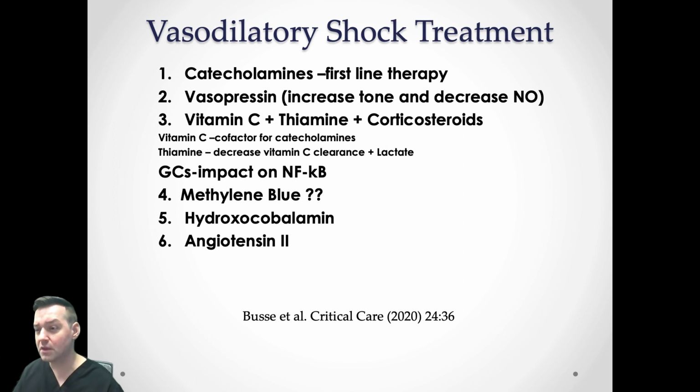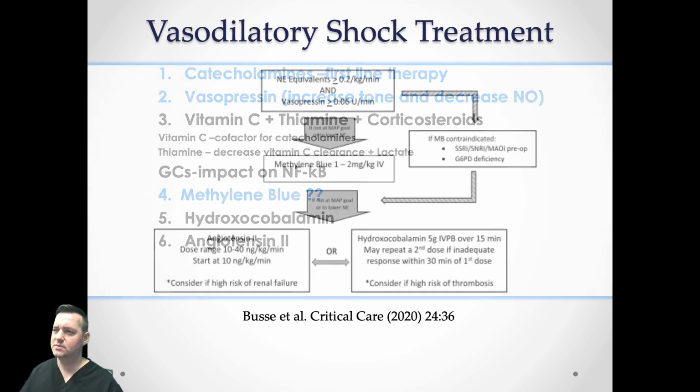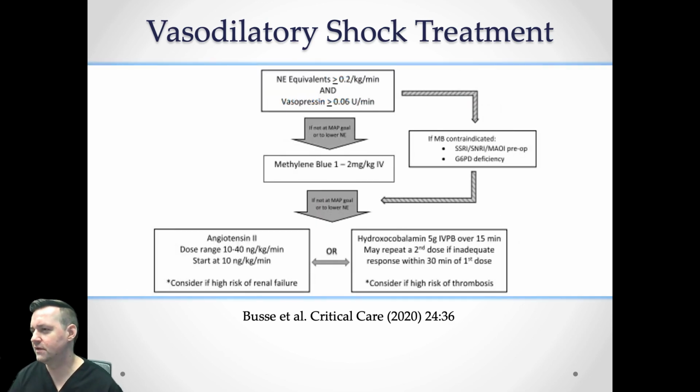Methylene blue, you will see more commonly used as a nitric oxide scavenger to increase vascular tone. Hydroxycobalamin, B12, right, has a similar mechanism of action to methylene blue. And then angiotensin 2 is something that you can utilize here at Cooper. You're going to see the utilization of catecholamines, vasopressin, and methylene blue up front. We don't carry angiotensin 2 here in the hospital. There are a couple of really nice algorithms for the approach to vasodilatory shock, so I think it would be wise to take a look at some of these.